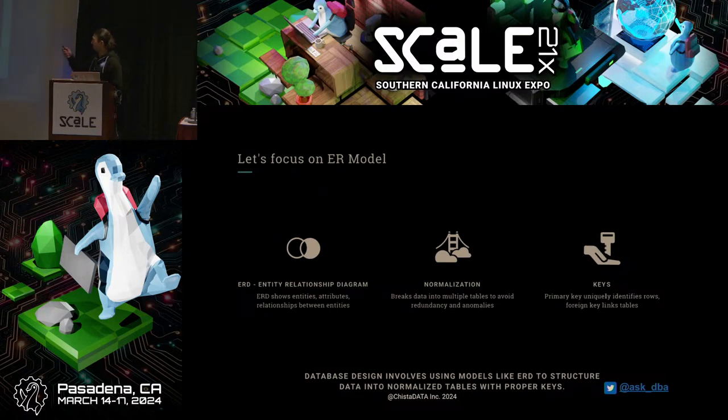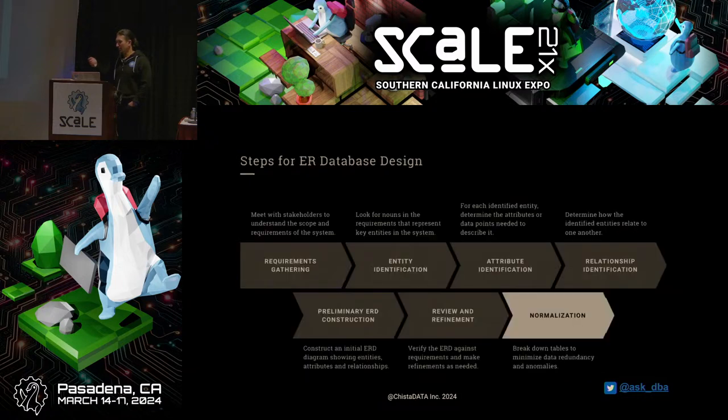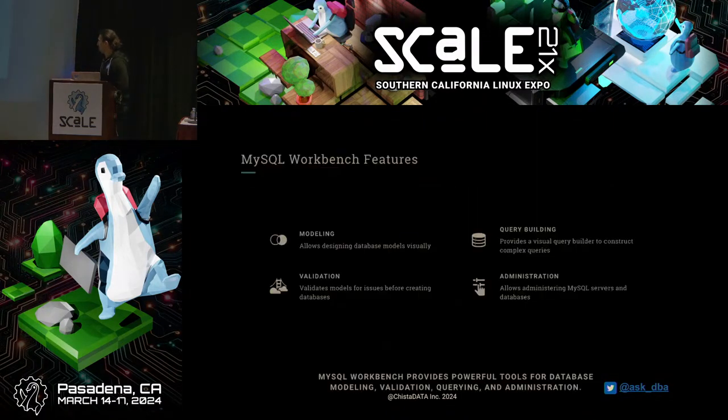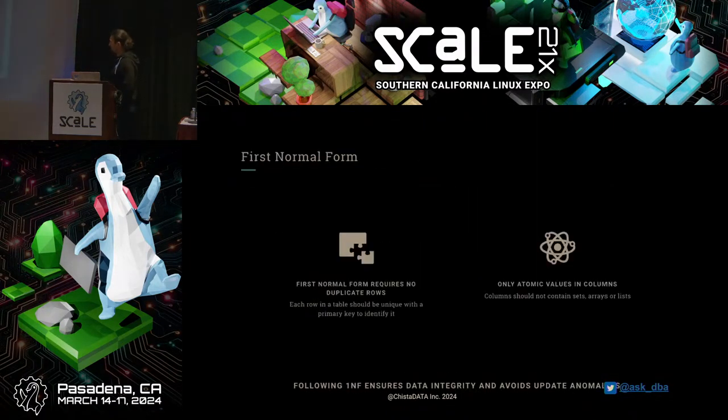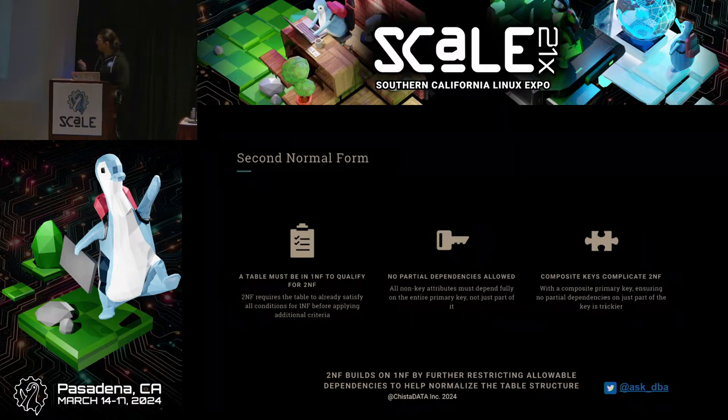So we mentioned the ER diagram, and then we built a database, and we think that it satisfies the need of the business, but we still need to check the normalization. In the first normal form, we have a primary key for each table, and each row has only atomic values in it. And then there's the second normal form.